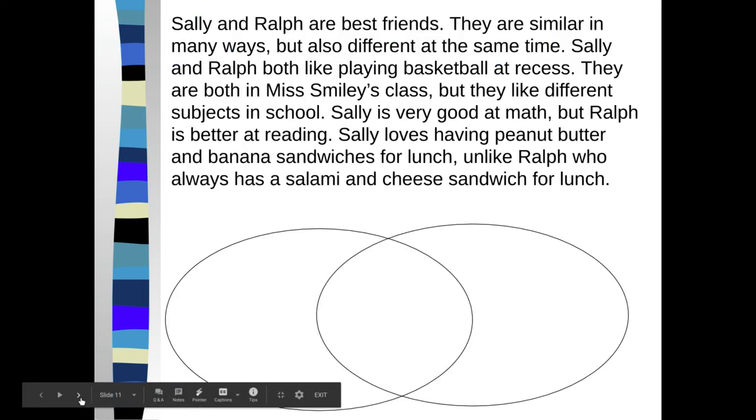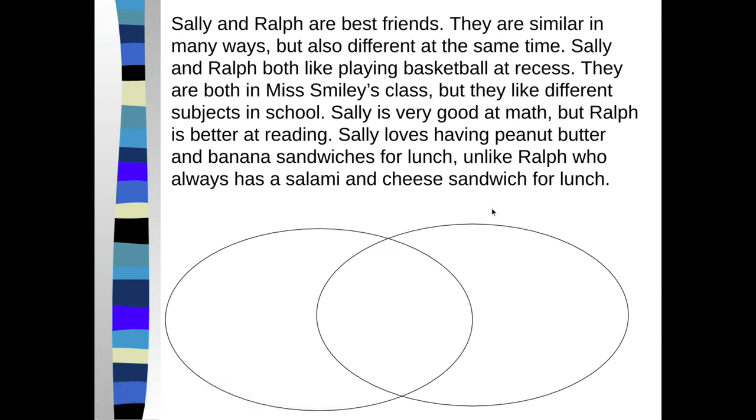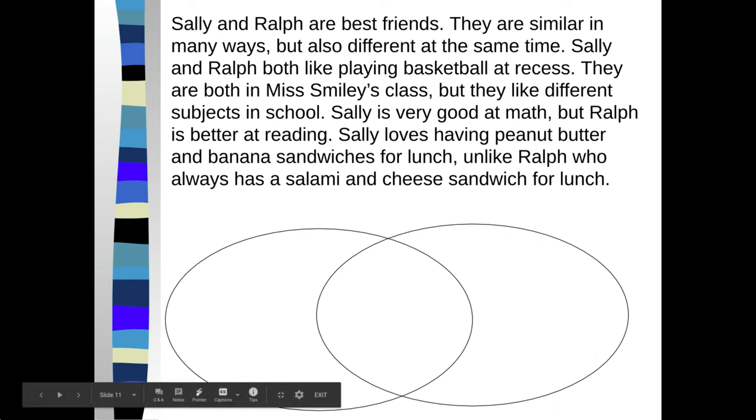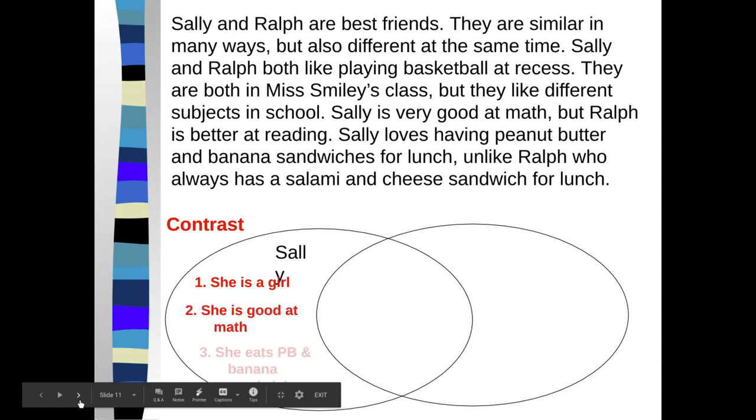So take a look, guys. Here I have the paragraph smaller at the top so that you can see it clearly, and then the Venn diagram is at the bottom. Once again, we have our outside circle that focuses on contrasting. In this case, it's going to be one character, which is Sally. Sally is, of course, a girl. She is good at math, and she eats peanut butter and jelly and banana sandwiches.